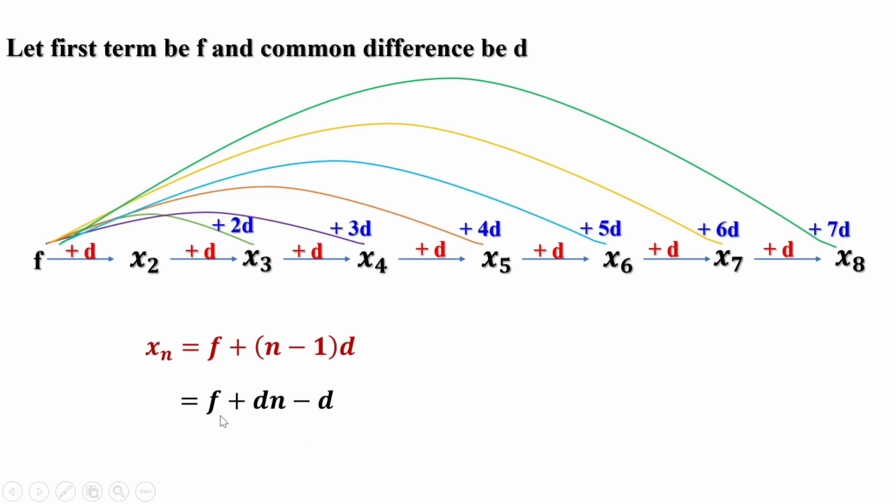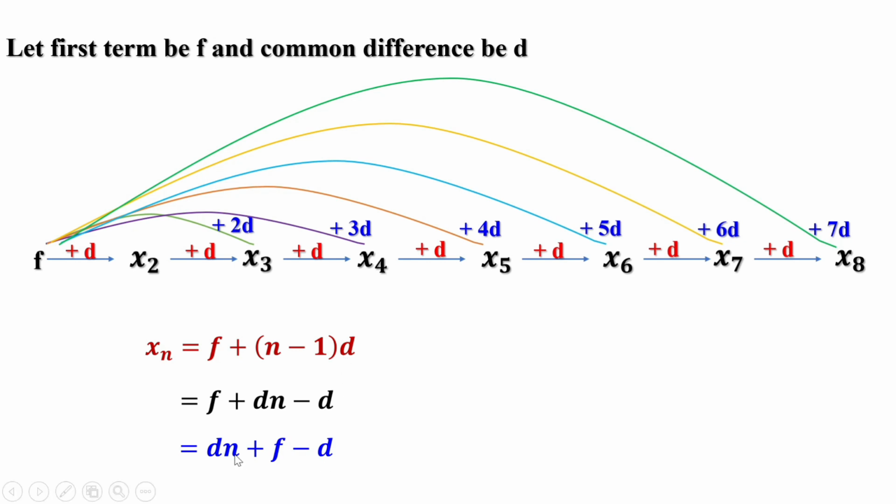Now f is the first term, d is the common difference, and this term contains n. So let me write it at first. So we will get dn plus f minus d. You can use xn equal to f plus n minus 1 into d or xn equal to dn plus f minus d to find the terms of an arithmetic sequence. Both are same. This is the simplified version of this one.